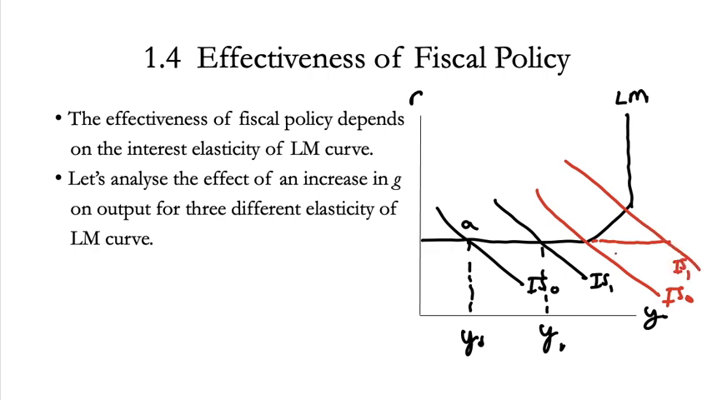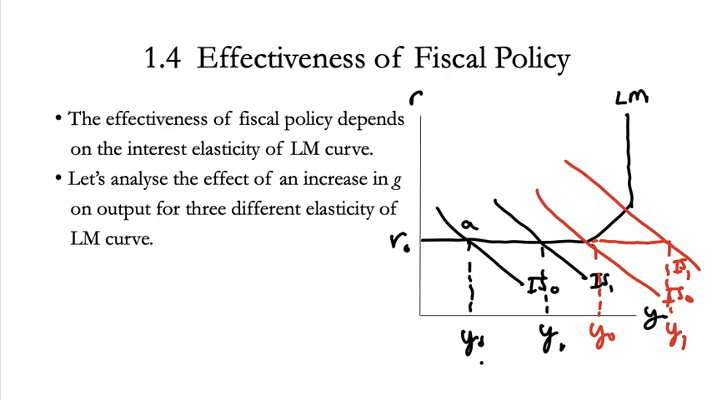IS0 to IS1. So initially, why not red? If the interest rate is not allowed to change, it is maintained at R0, and then y0 to y1 is just equal to y0 to y1 of black here. The y0 to y1 distance in red is just equal to the y0 to y1 distance in black.